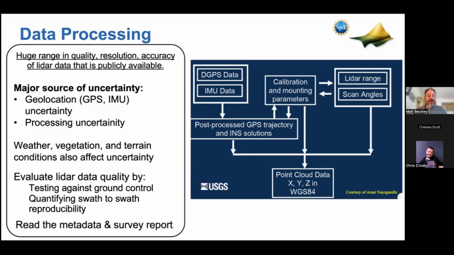But basically, the bottom line here is always be aware of uncertainties and errors. And if you see anything funny, it's always important to look at the metadata or survey reports to see how the data was processed, if there were any issues in the processing, or if they quantified what some of the errors were during the processing.